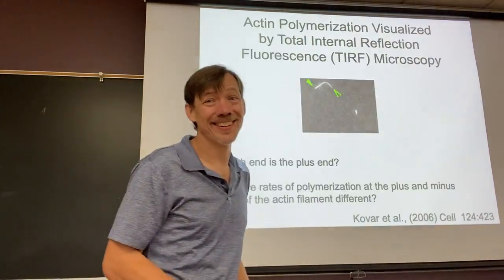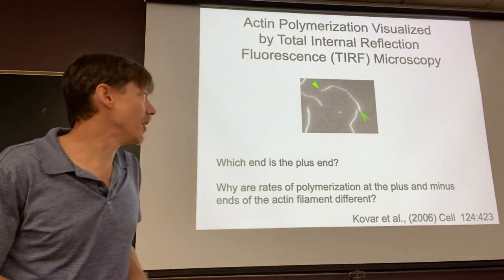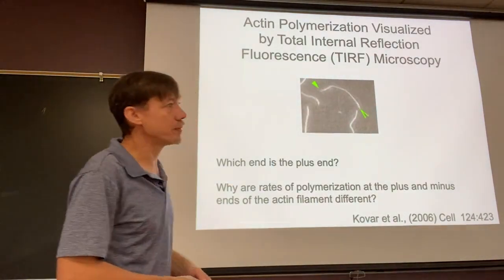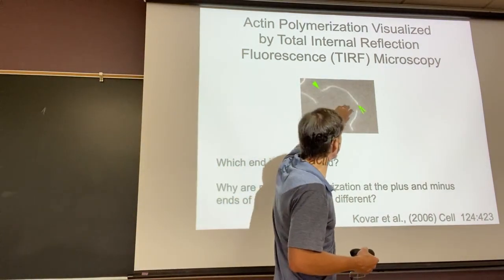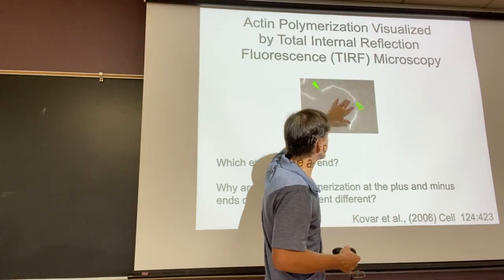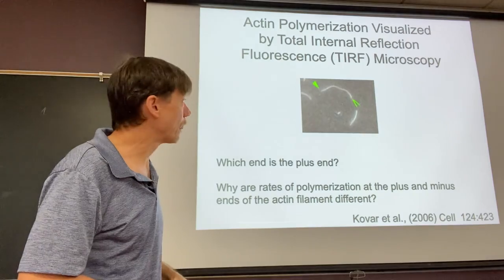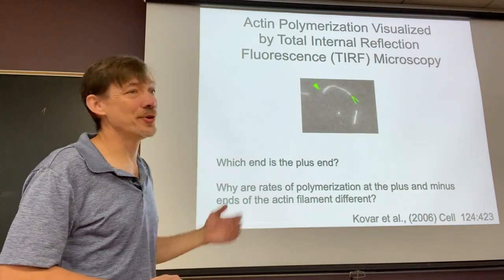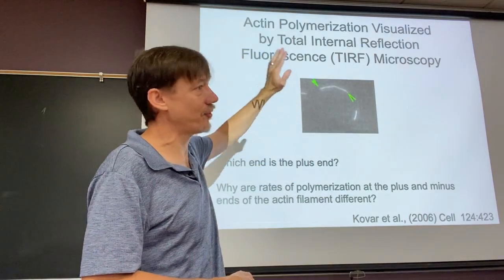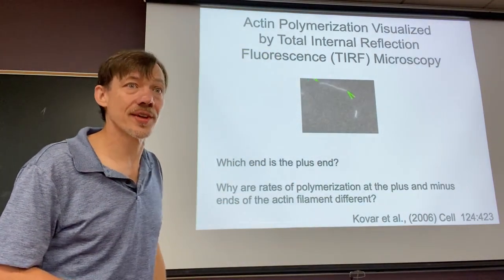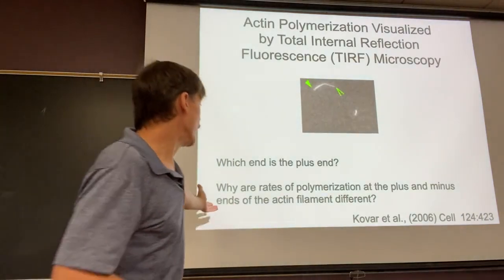You take a movie, and this is that movie. In this case, I think they used rhodamine actin, so they fluorescently labeled the soluble actin, and then they did experiments. These are individual actin filaments. Can you tell which one is the plus end? Is it on the left or the right? Yeah. And when you see it in the movie, it's really obvious. We have the technology to do experiments like this and take movies like this. So, okay.